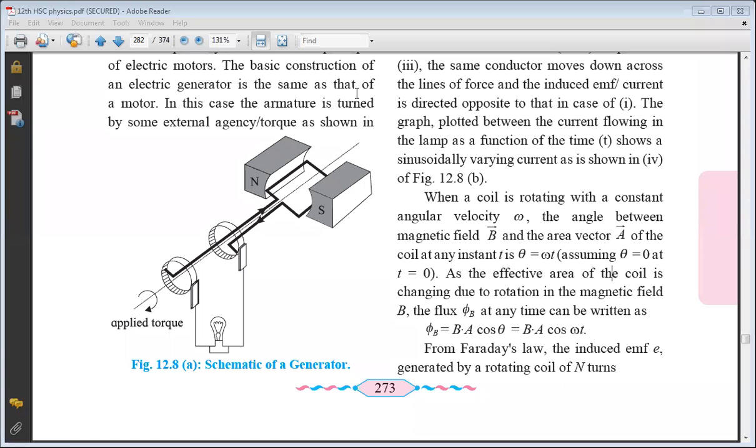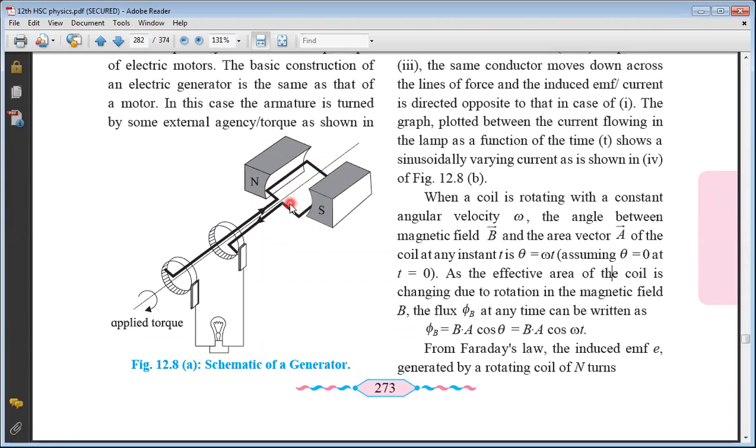Let us try to understand how an AC generator works, how electricity, alternating current, is produced. In a power plant, a coil is taken and this coil is rotated in a magnetic field. There is another option: we can keep the coil stationary and rotate the magnets instead. That also can be done. But basically, alternating current is produced by rotating a coil in a magnetic field. So this is exactly how it happens, and I will explain the governing equation of the EMF produced.